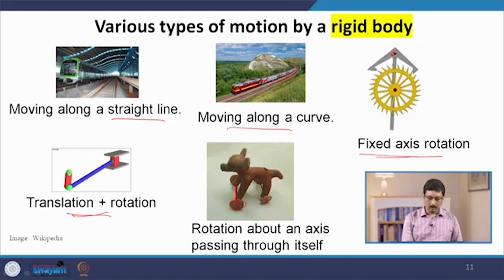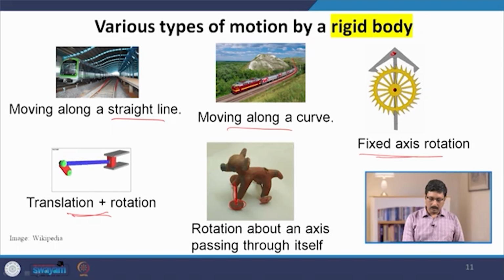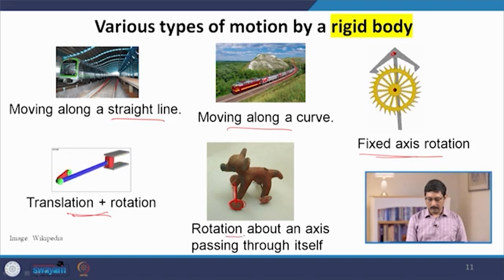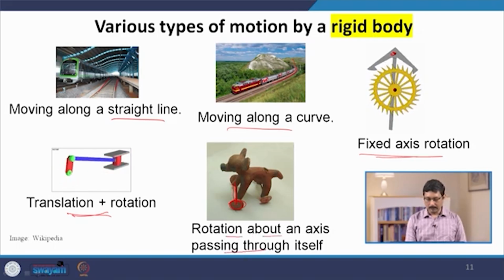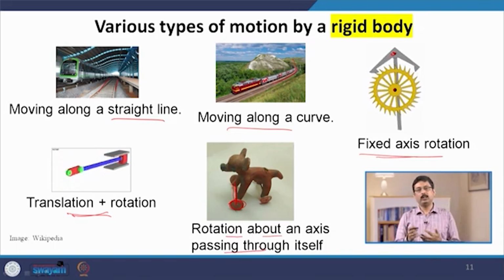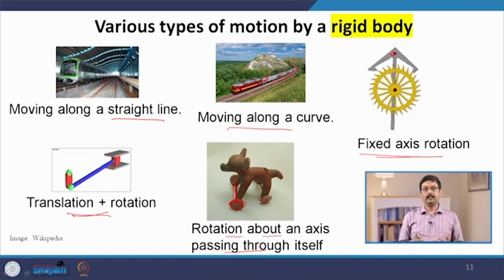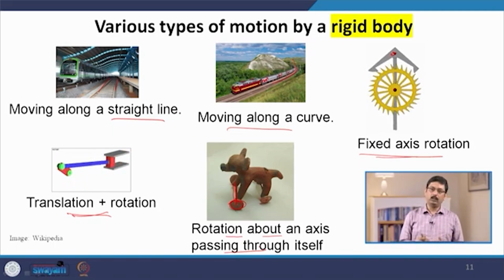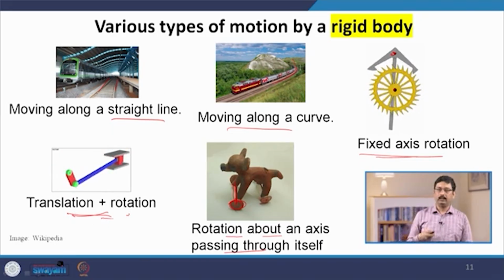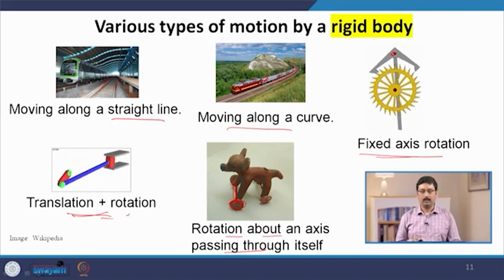So, this rod, which is the axle of the wheel, means this wheel can rotate about itself. A rigid body can rotate about an axis passing through itself. That means that when a rigid body moves, in general its motion is always a combination of translation and rotation. This aspect we will discuss in more detail in the later part of the course.